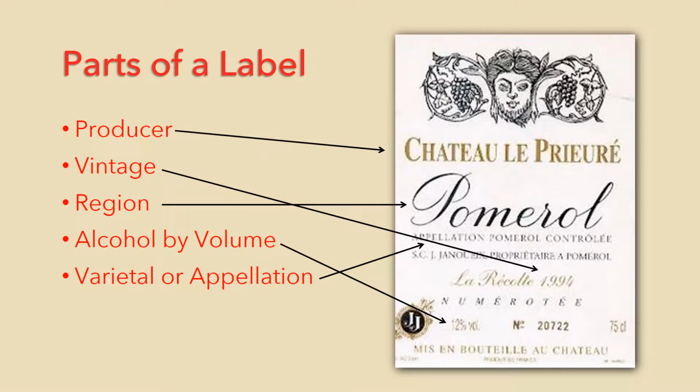In this slide, you can see an example of a European wine label. While it contains the same type of information as the American wine label, the difference is the use of appellation as opposed to varietal. The producer of this wine is Chateau Le Prieuré. The vintage is 1994. The region is Pomerol. The alcohol by volume is 12%, and the varietal or appellation on this label is an appellation, Pomerol.